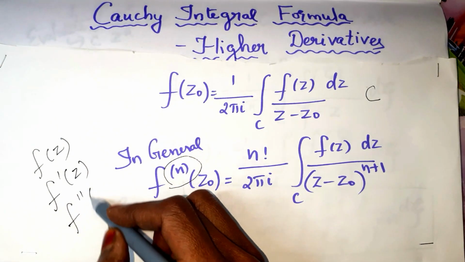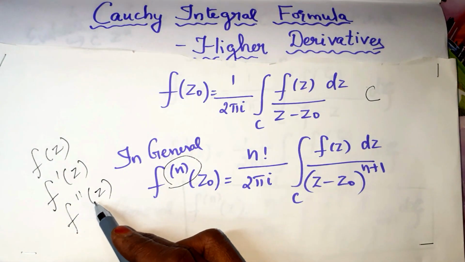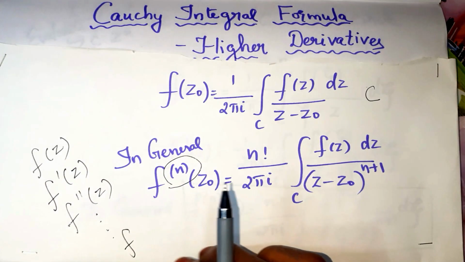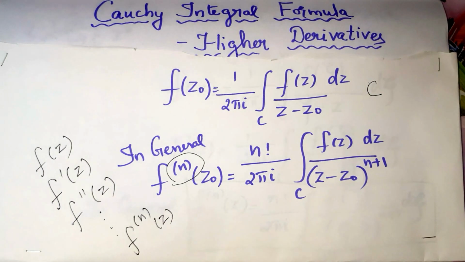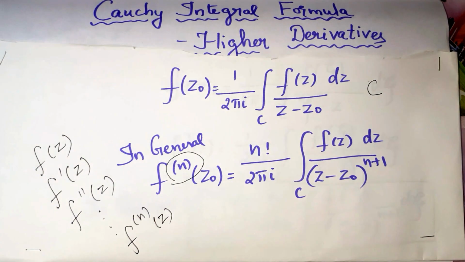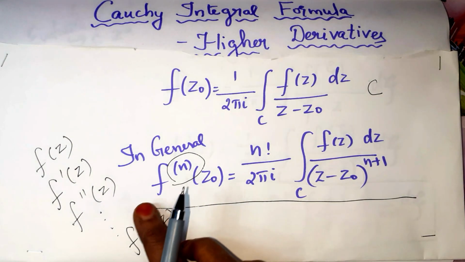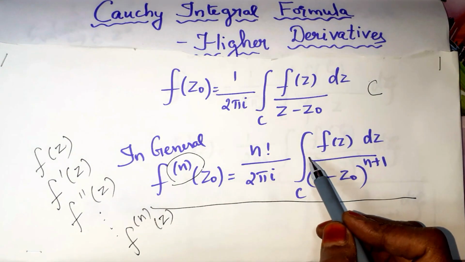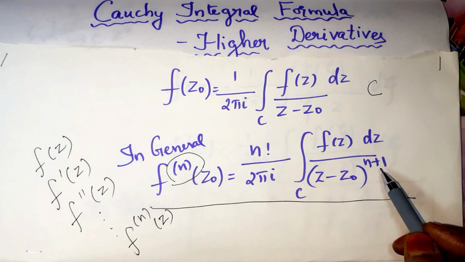If we have the symbol f double dash of z, it means we are differentiating f of z twice with respect to z. Like that we can extend, and we have the general derivative as f n of z. That means we are differentiating f of z n times with respect to z. So the general formula is nth derivative of f at z0 is equal to n factorial by 2 pi i integral over c f of z dz by z minus z0 the whole power n plus 1.